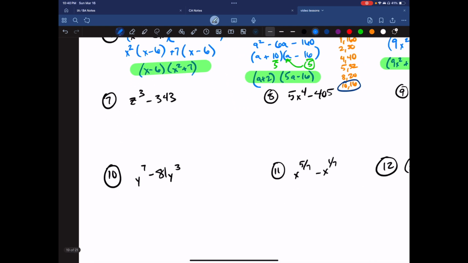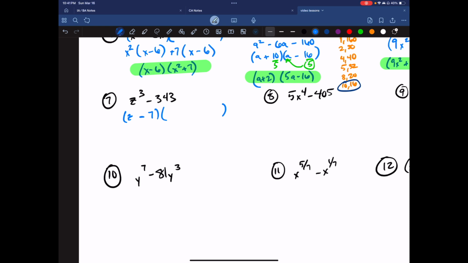Now, starting with number 7, this is a sum or a difference of two cubes, right? And that follows a particular pattern. Okay, so you have a binomial, and then you have a trinomial. Okay, the pattern holds regardless if it's a sum or a difference. But I'm going to take the cube root of the first term. So in this case, it's just going to be z. The cube root of the second term, which is just going to be 7. And I'm going to keep the original sign.